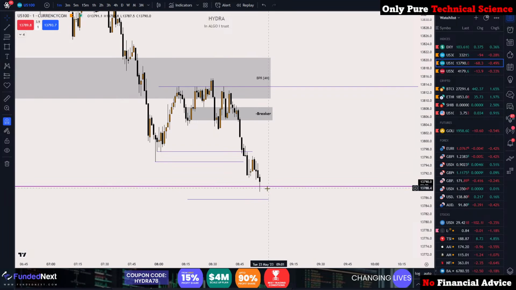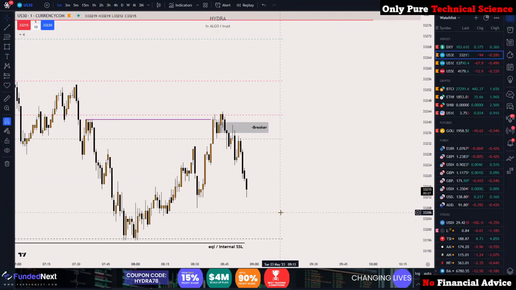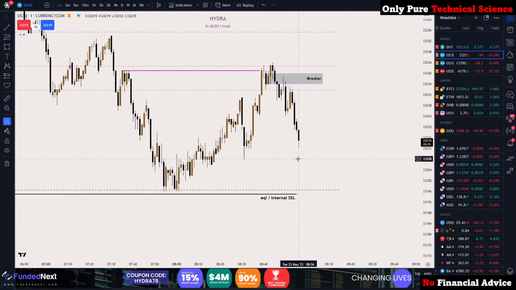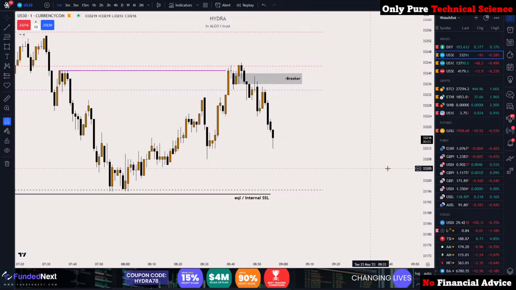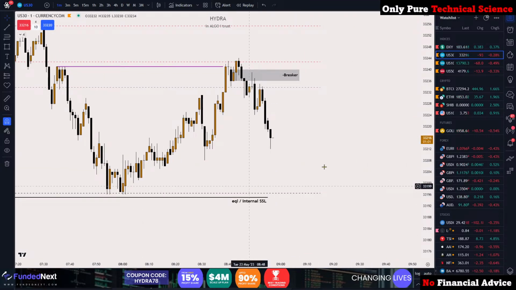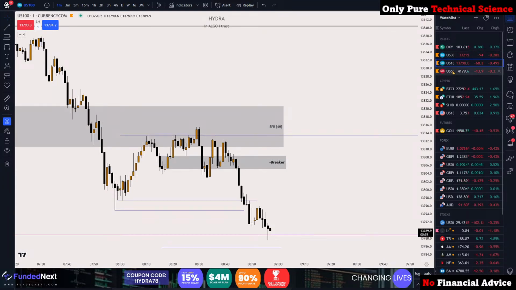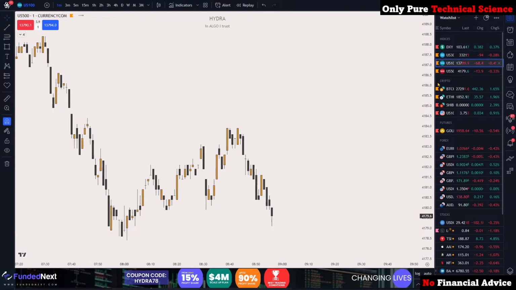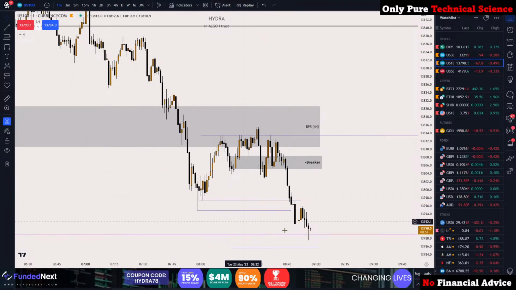US100 took these lows, relative equal lows, so that's an SMT. Okay, that's now an SMT with US30 relative equal lows. US100 took these relative equal lows. Okay, so that's an SMT.